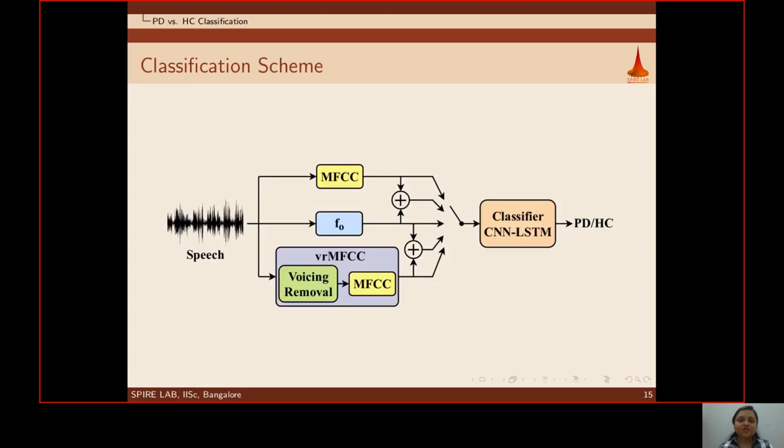5 different combinations or sets of the extracted features are studied in this work. 3 sets are found by considering F0, VRMFCC and MFCC individually. Another 2 sets are generated by fusing F0 with VRMFCC and MFCC respectively at the feature level. Each of these feature sets is classified using a CNN LSTM classifier.